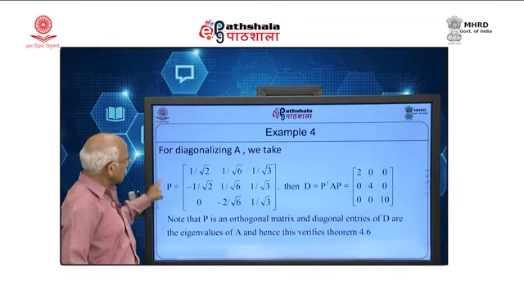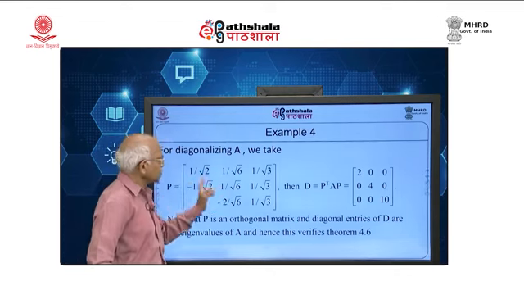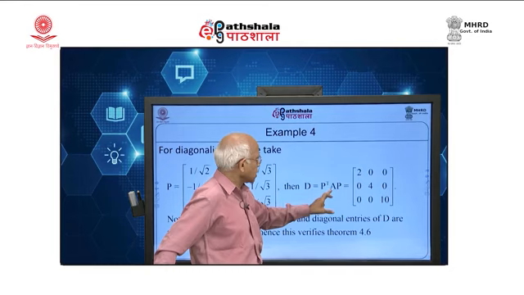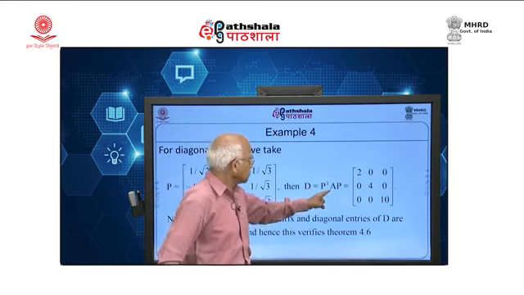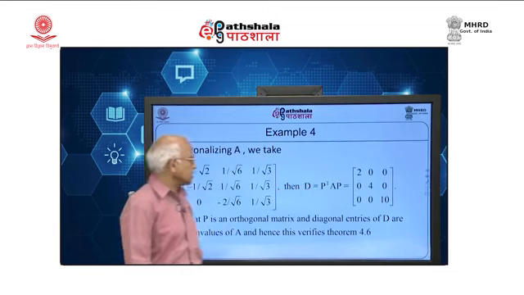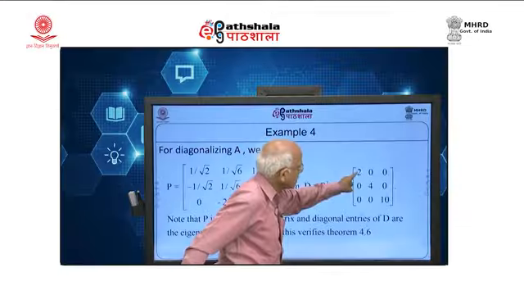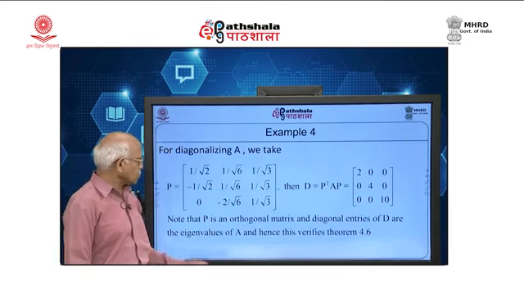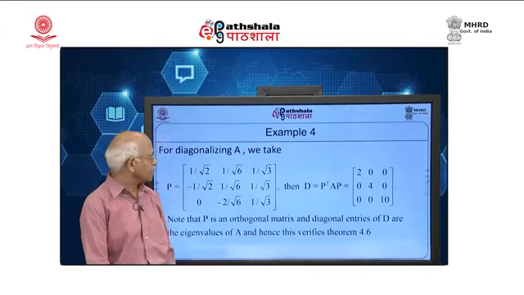Then if I take P equal to the matrix of eigenvectors like this, and take the product P transpose A P, because it is a symmetric matrix, I will get this diagonalized matrix like this. Note that P is an orthogonal matrix, and the diagonal entries of D are nothing but the eigenvalues of A. So, this verifies theorem 4.6. These examples verify this theorem.